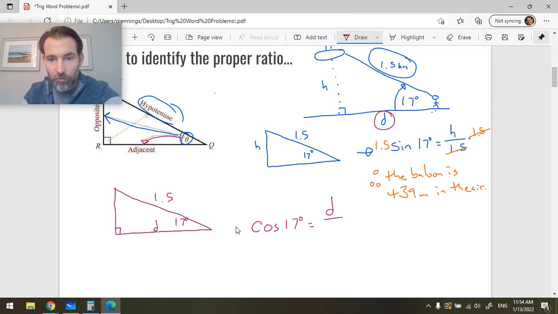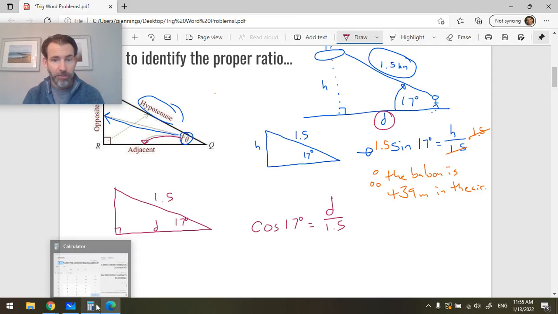So D over 1.5. All right, now I make a guess. I'm going to guess that this is going to be quite close to 1.5. I'm guessing that I'm about 1.2 or maybe even 1.3 kilometers away from this balloon horizontally. And vertically, as we've seen, the balloon is only 430 meters in the air. So let's take a look at what that's going to be.